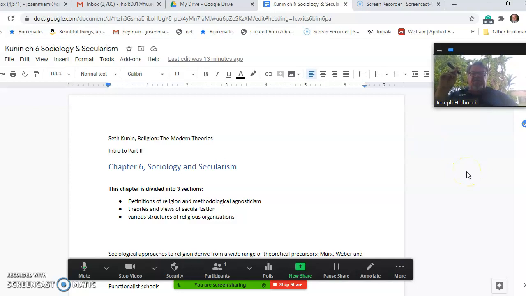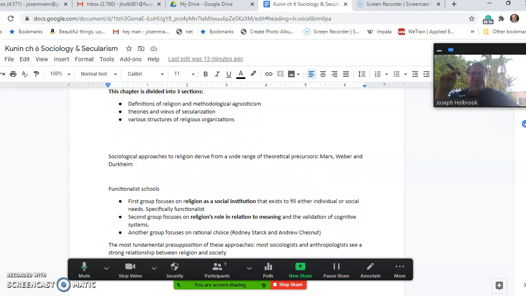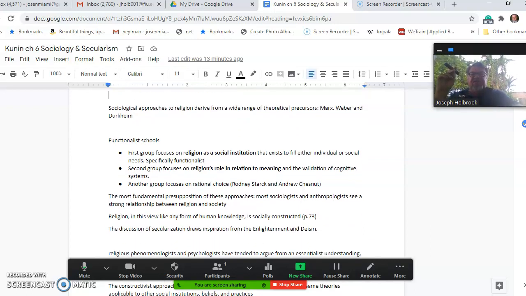So, chapter 6 of Kunin, Religion and Modern Theories, is divided into 3 sections: definitions of religion and methodological agnosticism is the first section. Theories and views of secularization is the second section. And various structures of religious organizations is the third section. I'm going to fly through this and skip a lot of details in order to try to finish within the 15-minute mark, or before the next lightning strike comes.